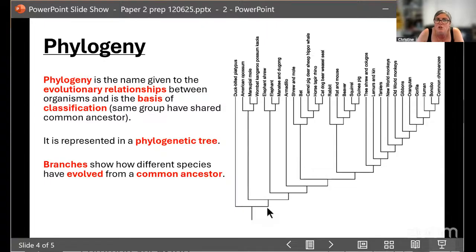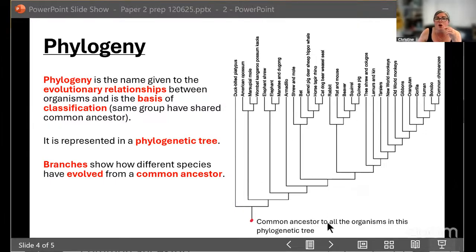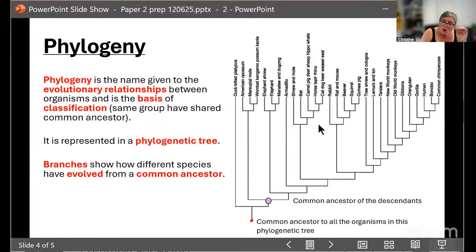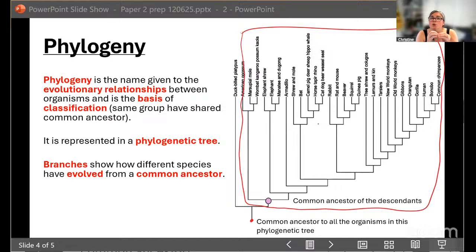So these branches that you see coming off each time are showing you different species that evolved from the last known common ancestor. All the way down at the bottom here, we have a common ancestor to all of the organisms in the phylogenetic tree. Any place where a branch comes off is the last known common ancestor of all of those descendants.